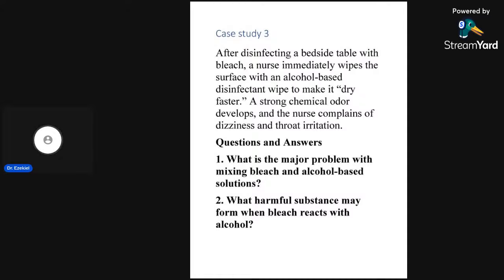So who can give me an example of an alcohol-based disinfectant? Please respond in the class chat. When you do so, just state your name and then write your answer alongside.